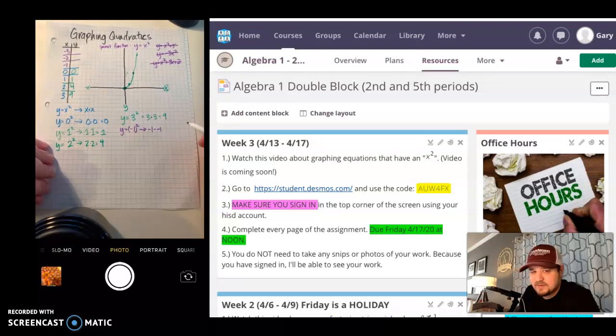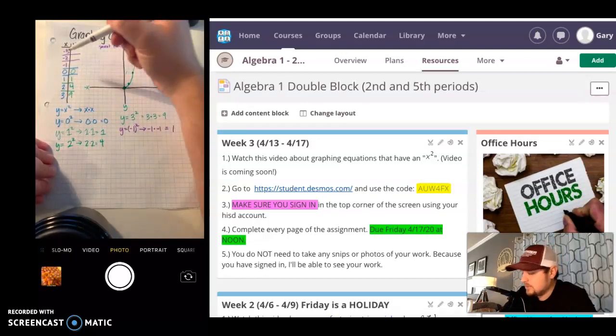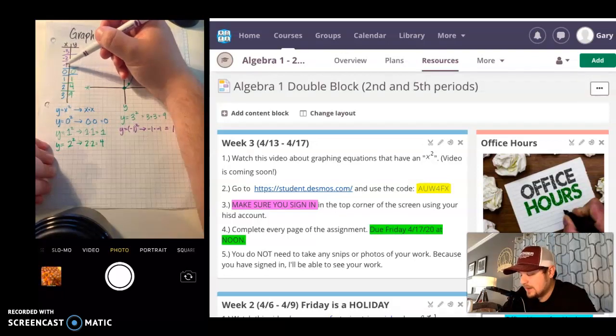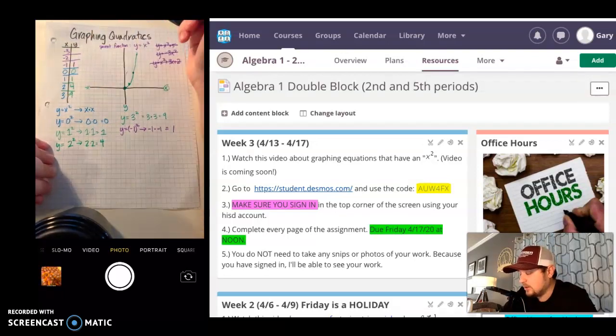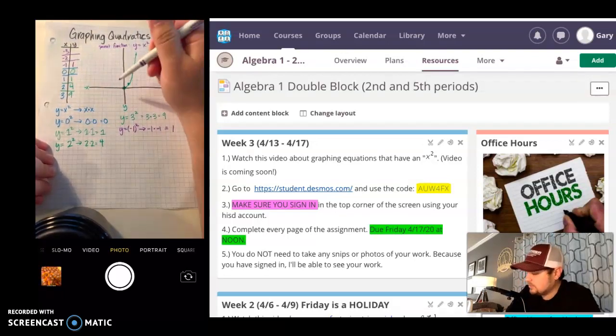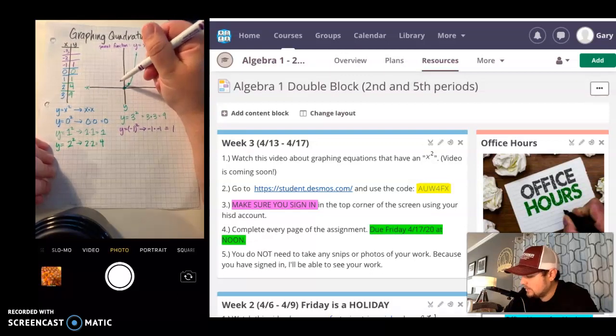Okay, well, what's -1 times -1? Well, 1 times 1 is 1. Negative times negative is positive, so this is going to be +1. All right, so when x is equal to -1, y is equal to 1. Let's go ahead and plot that point: -1, 1.